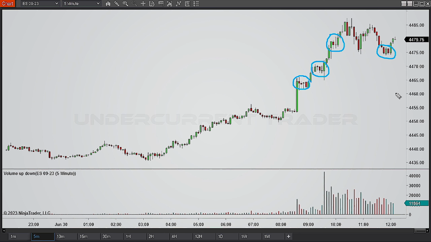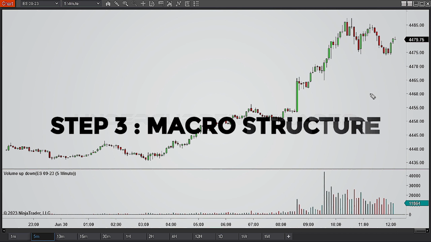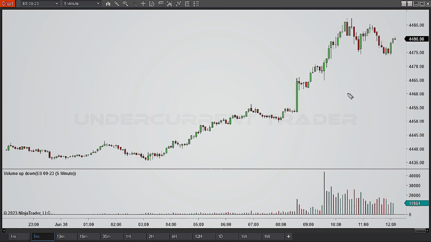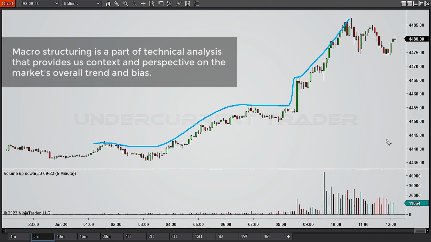Now, moving to step number 3, this step was another important element that provided me with valuable insight into the macro structure of this scalping trade. And by macro structure of the trade, I'm referring again to the broader market sentiment as well as market conditions that can impact the outcome of a trade. Said differently, macro structuring is a part of technical analysis that provides us context and perspective on the market's overall trend and bias. And bias is obviously key when it comes to identifying high probability trades with greater accuracy.